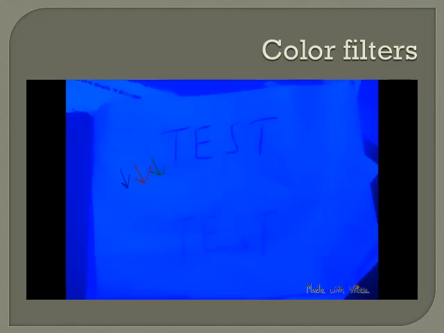What kind of a filter is it? It's a blue filter. So therefore, it's going to filter out the red, the green, the yellow, the orange, etc. The only one that's going to pass through is the blue. That is why this white paper appears to be blue.